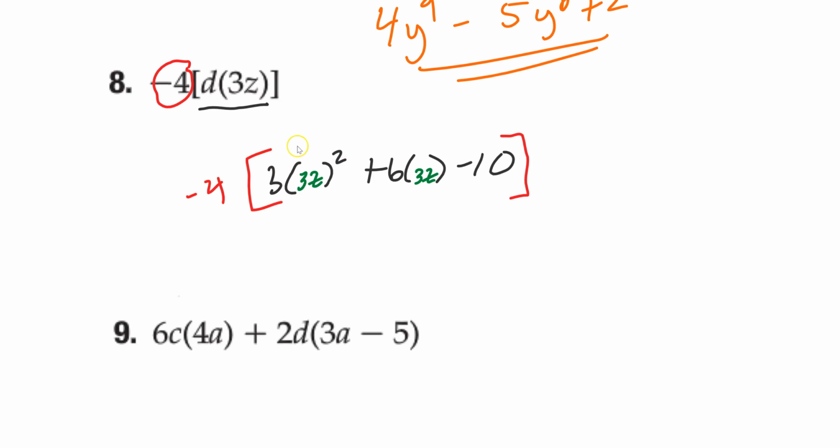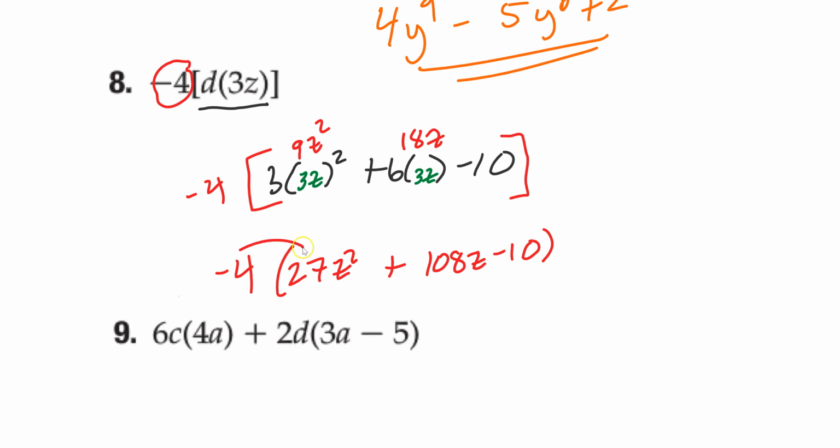So like square both of them, you get 9z squared. That's 18z. This is going to be 27z squared plus 108z minus 10. All being multiplied by -4, right? To simplify the inside, you distribute this -4 to everything, and you get -108 also. And then that's going to be plus -4 times that, that's -432, and then plus 40.